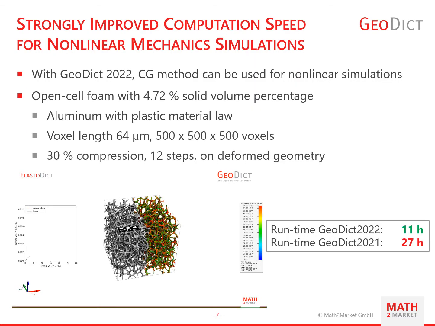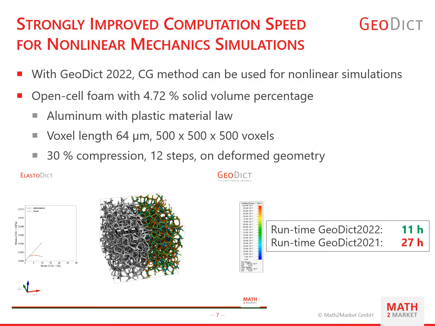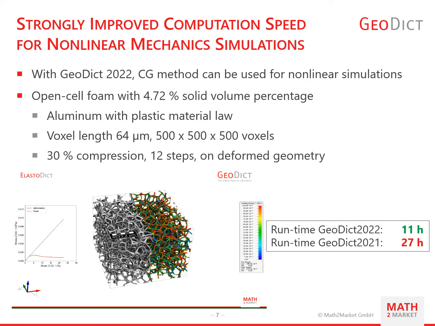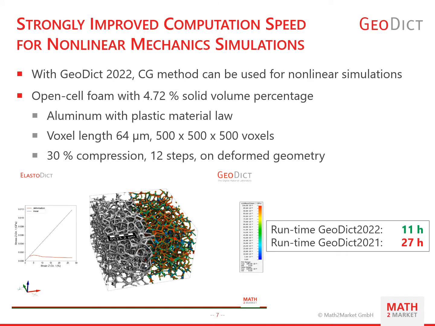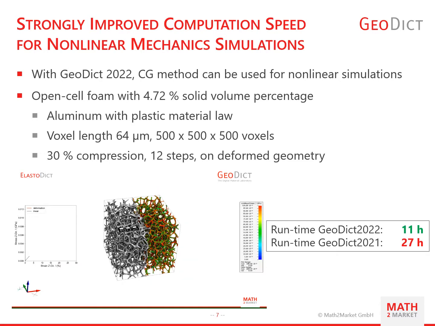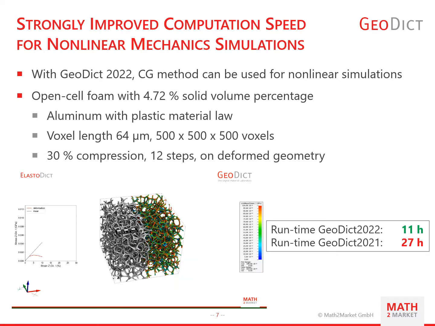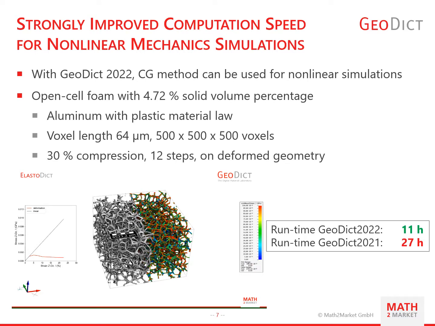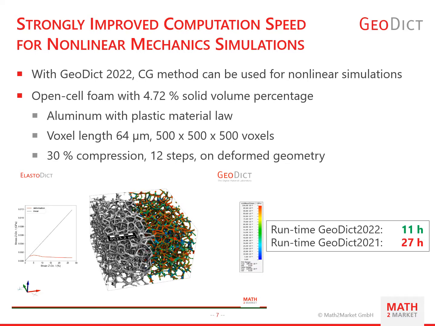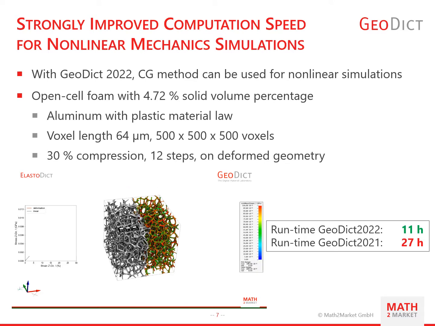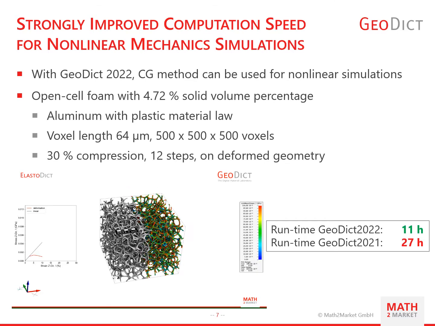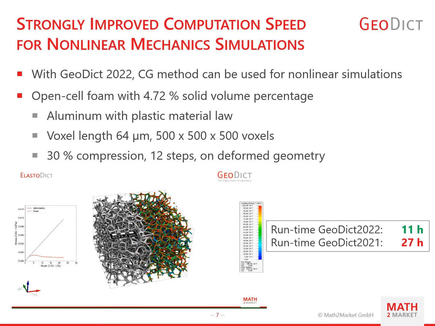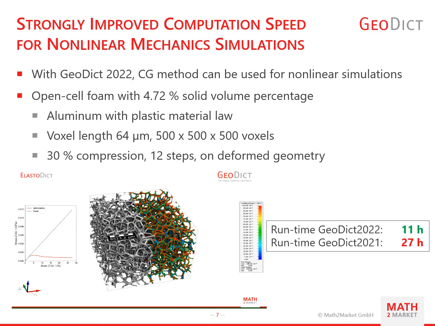With GeoDict 2022, it is possible to use the conjugate gradient method also for nonlinear simulations. This often leads to much faster simulations and a better convergence of the solution. Here an open cell aluminium foam where the struts can deform plastically is simulated. The simulation results are shown in the video. Comparing the runtimes, one sees that with GeoDict 2022 the simulation is 3 times faster.